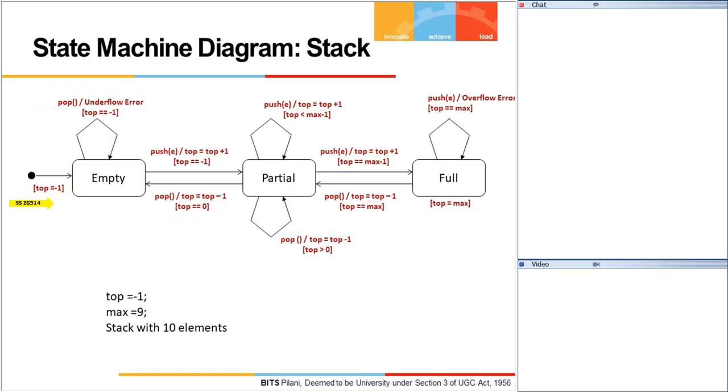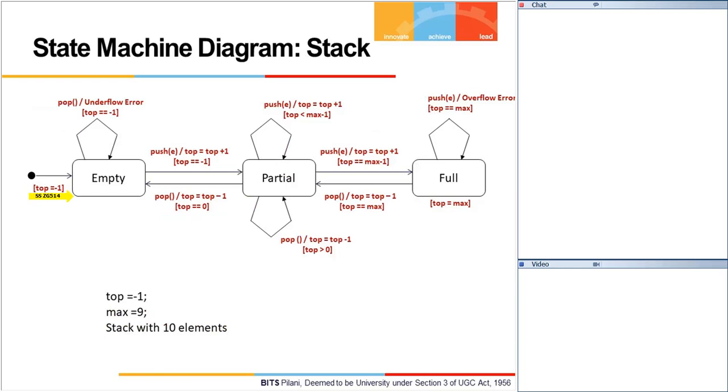Okay, I'll come back. So this is the initial transition that happens. My top is equal to -1. So from the initial pseudo state, my system starts with the empty state. Fine. I did not label the transitions. I should have done that, but anyways, we can still discuss.